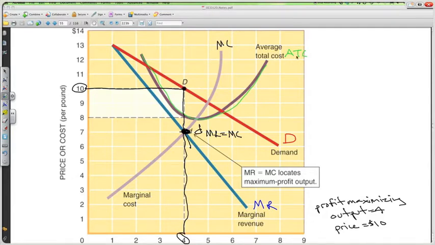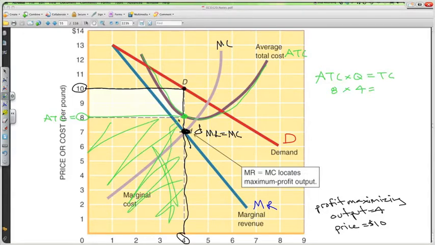If we take average total cost, multiply it times quantity, that gives us total cost. So here is the point. We're at 4 units. This gives us our level of average total cost. So ATC is equal to 8. We know that our quantity is equal to 4. So here we know that our total cost is this little box right here.